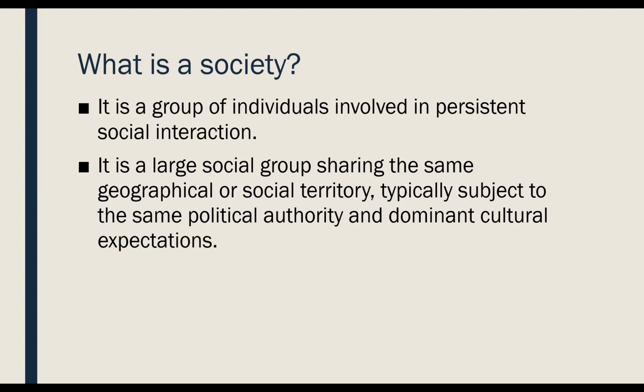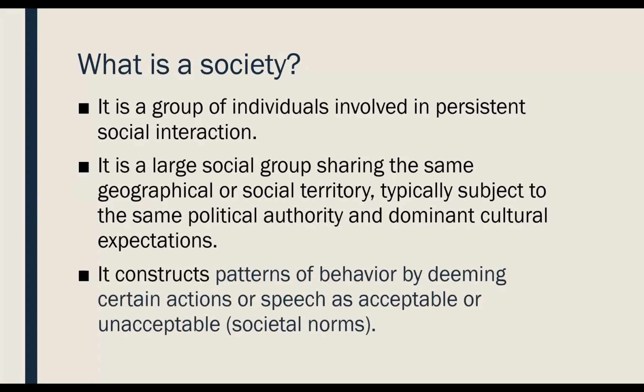At the same time, there are expectations of behaviors, attitudes, norms, rules, and regulations that are to be followed in that territory. For political authority to arise in the territory, the members of that social group have to follow rules, regulations, and standards. A society constructs patterns of behavior by deeming certain actions or speech acceptable or unacceptable. So again, this has something to do with cultural expectations. We have a specific term for it: societal norms.